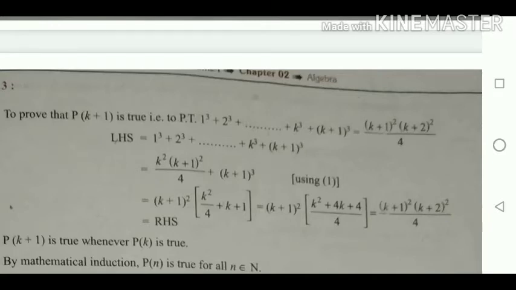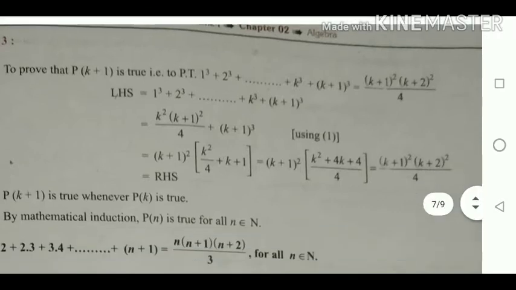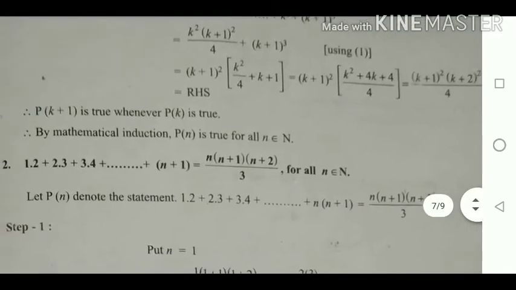Now we are taking the LHS. LHS equals 1 cube plus 2 cube up to k cube plus k plus 1 whole cube. So k square into k plus 1 whole square divided by 4 plus k plus 1 whole cube. Here, on both sides I am taking k plus 1 whole square as common. The remaining term is k square by 4 plus k plus 1. Now taking 4 as LCM, we get k plus 1 whole square into k plus 2 whole square by 4. Hence P of k plus 1 is true whenever P of k is true.